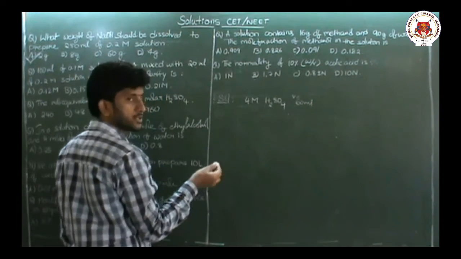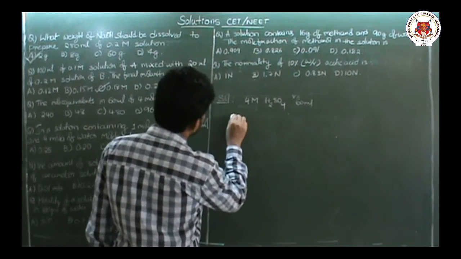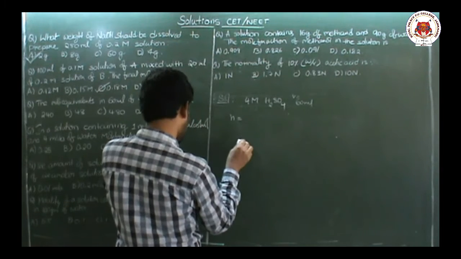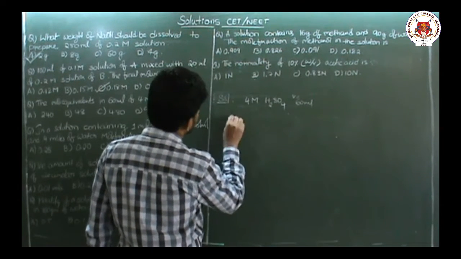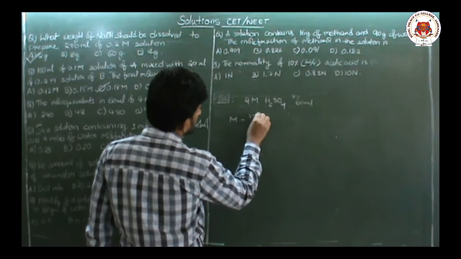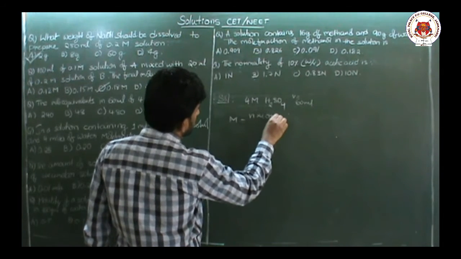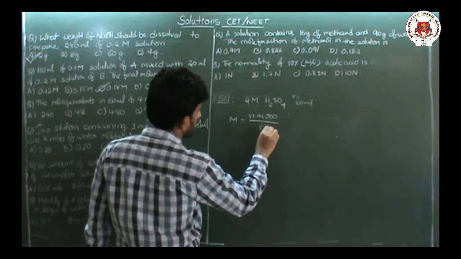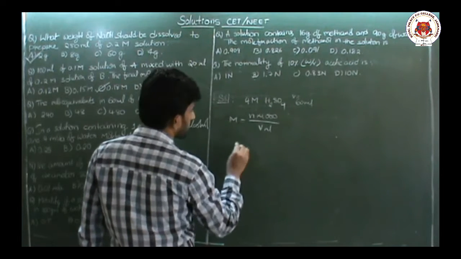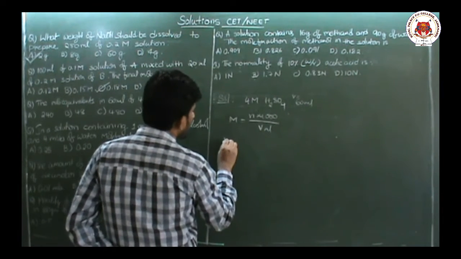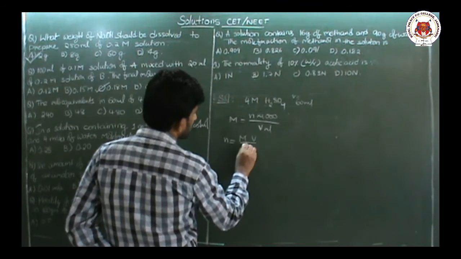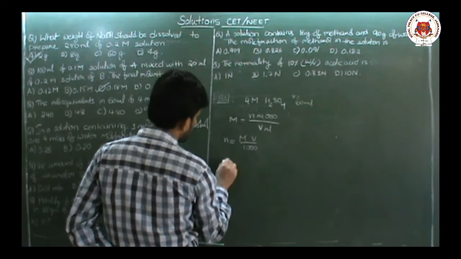First let me take moles only. Number of moles of H2SO4 is equal to, by the molarity formula, molarity is equal to number of moles into 1000 by volume in ml. First let us take this calculation because it is given 60 ml. So number of moles is equal to molarity into volume by 1000. First let us calculate moles.